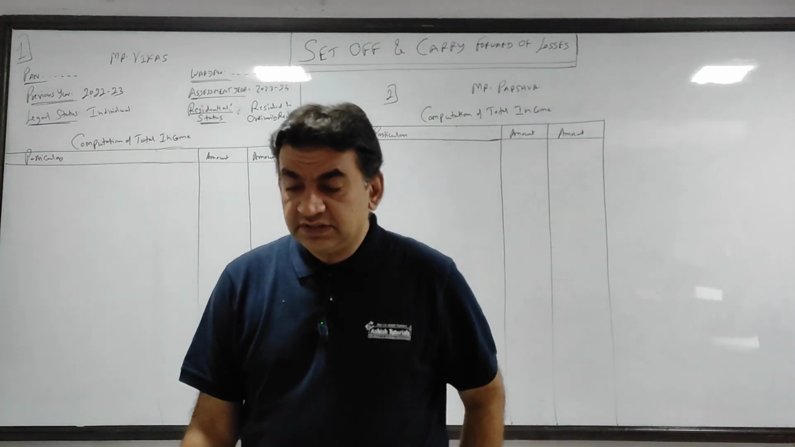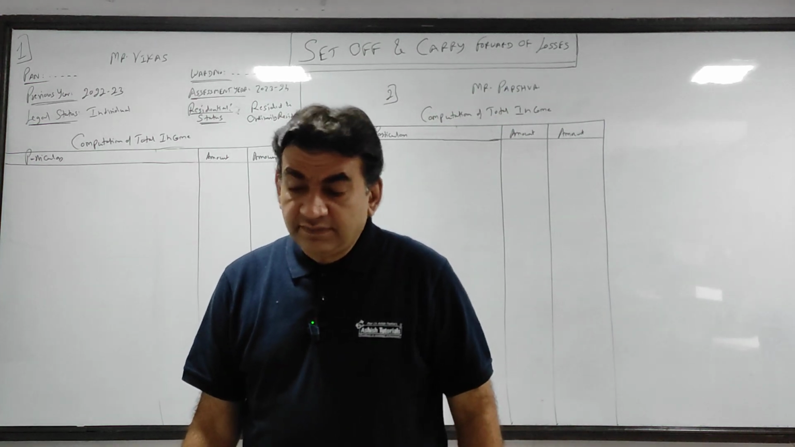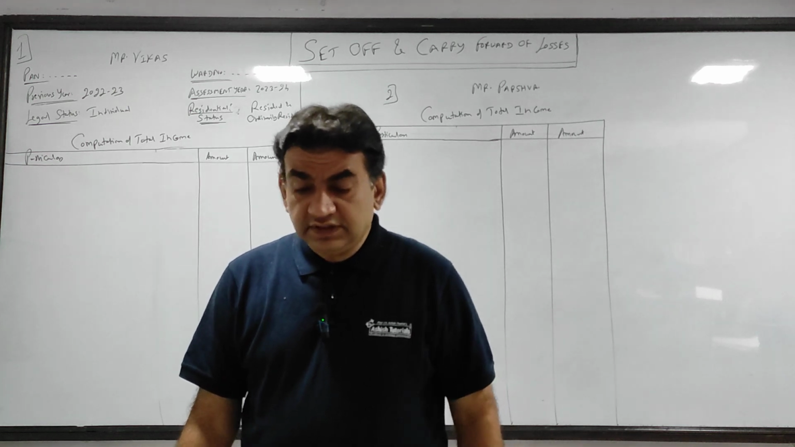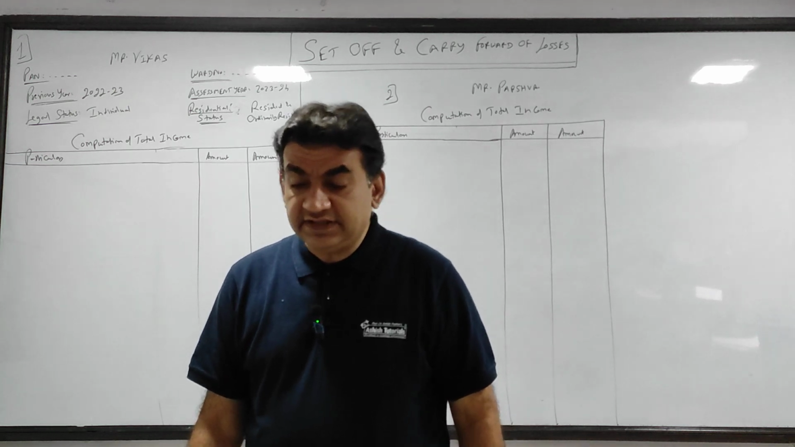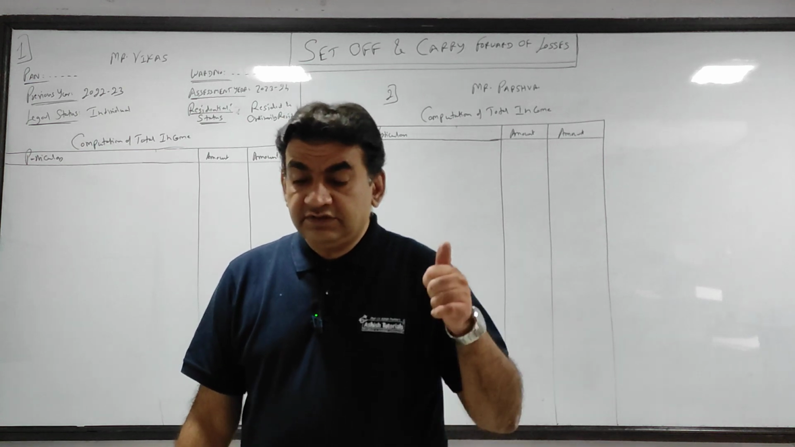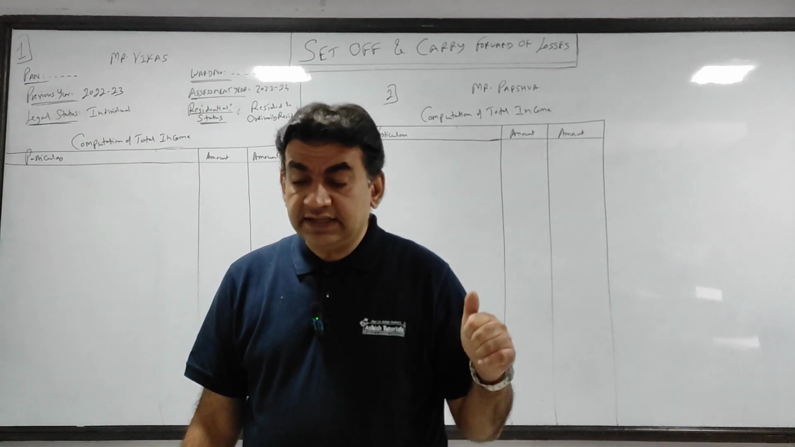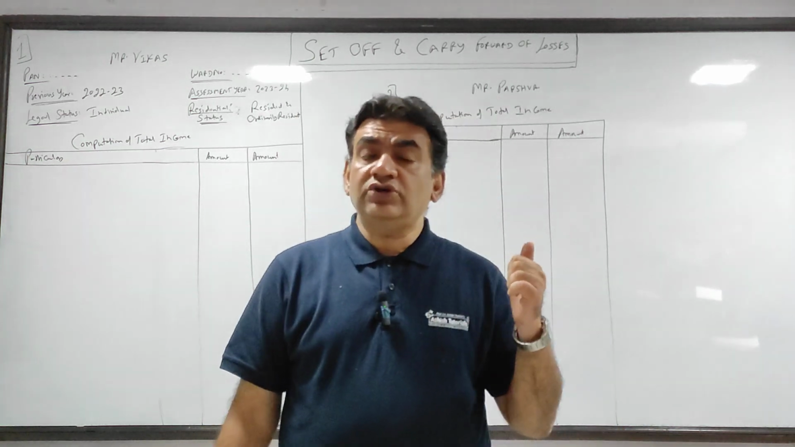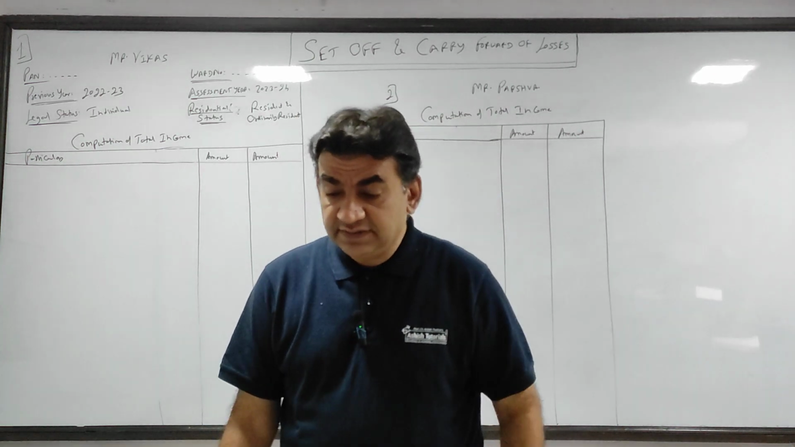See the first question. From the following figures, you are required to compute the total income of Vikas. They have given you respective heads of income and whether there is income or loss. First, there is house property, brackets में 10. Brackets में 10 मतलब there is a loss. So house property का loss 10,000.